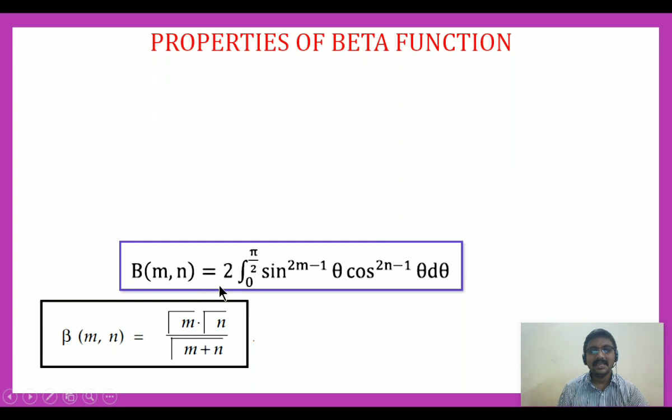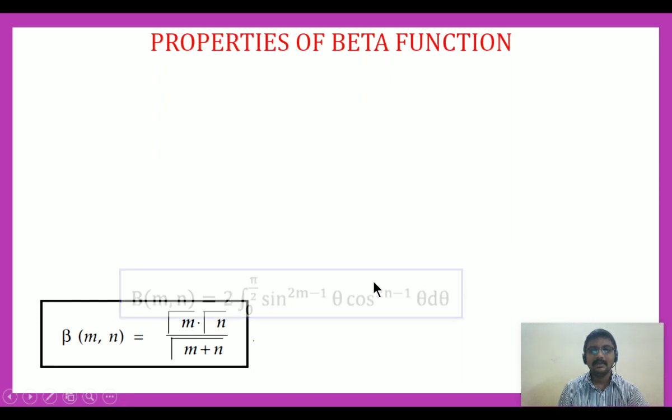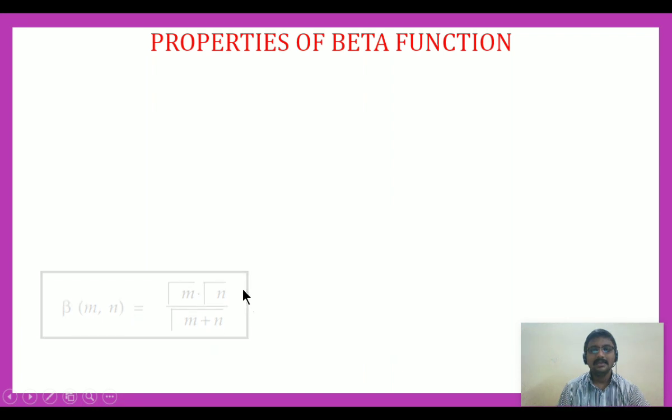Beta of m, n is 2 into integral of 0 to pi by 2 sin^(2m-1) theta cos^(2n-1) theta d theta. And last but not least, beta of m, n is gamma of m into gamma of n upon gamma of m plus n. So it is the relation between beta and gamma function. So these are the properties or other transformations of beta function.